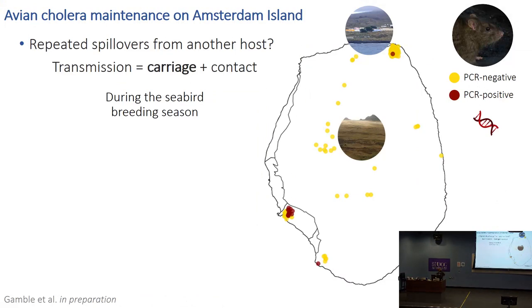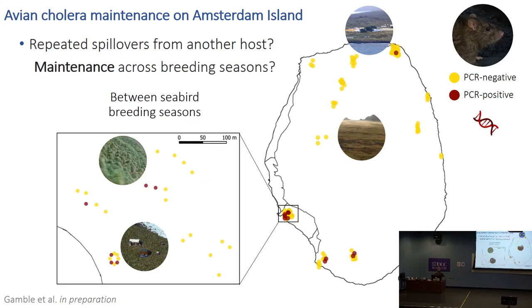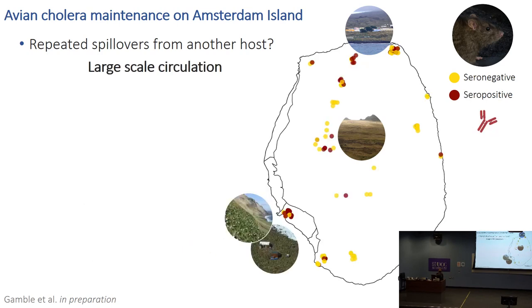And the second thing we need is carriage, like rats carrying the bacteria. So on this map, again, yellow is negative, red is positive. And you can see that on the southwest of the island, where we have the seabirds breeding, we have that hotspot of infection in the rats. And where it gets interesting is that it's also the case in winter when there are no more birds on the island. So we think that maybe the rats are maintaining the bacteria on the island as host for those bacteria, notably in winter.